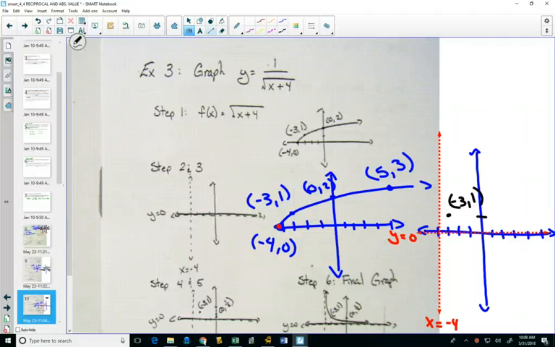It's going to become negative 3, 1 over 1, which stays the same. What's going to happen to 0, 2? It's going to become 0, 1 over 2. And what's going to happen to 5, 3? It's going to change to 5, 1 over 3. So all we're doing is taking the reciprocal of our y values.